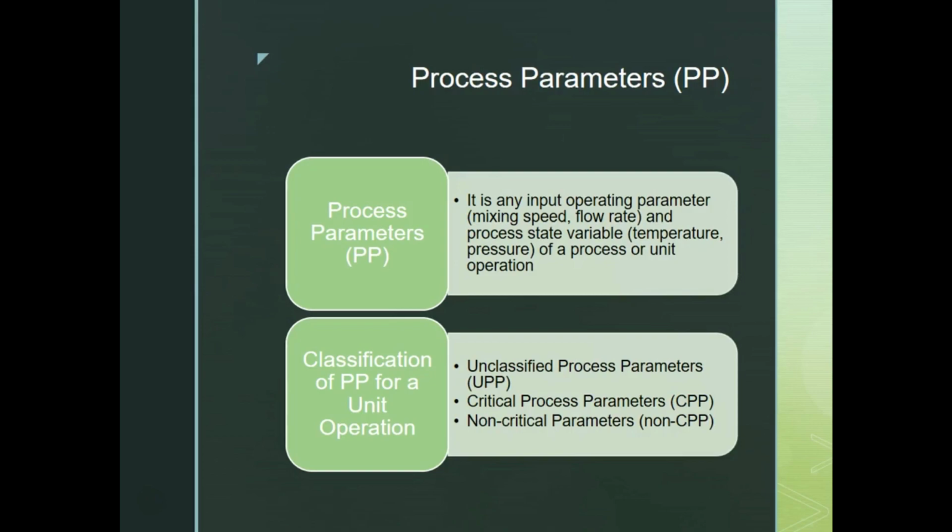Classification of process parameters falls under 3 distinct types. They can be unclassified process parameters, critical process parameters, and non-critical process parameters. And again, these are all defined in your design space during process design, before you actually go into your production space.